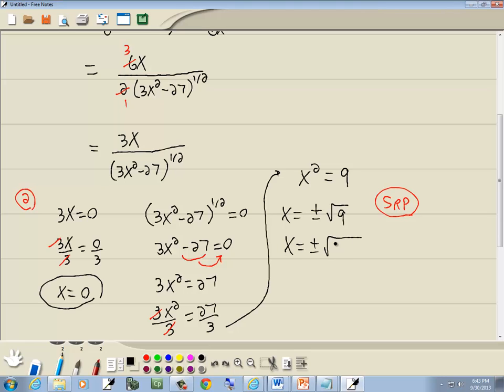Well, 9 is 3 times 3. And remember, with square roots, we're looking for pairs of something. Here's a pair of 3s, so a pair of 3s is going to come out in front as a single 3. So we're going to have x is equal to plus or minus 3. So that plus the x equals 0 are our critical numbers, critical values.